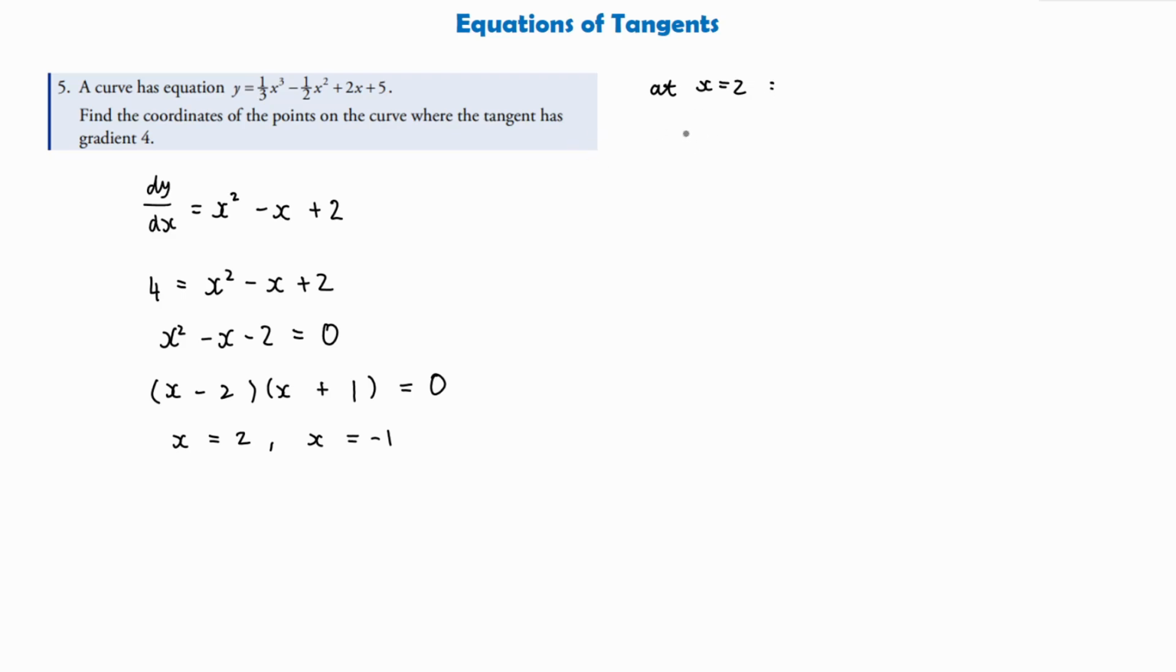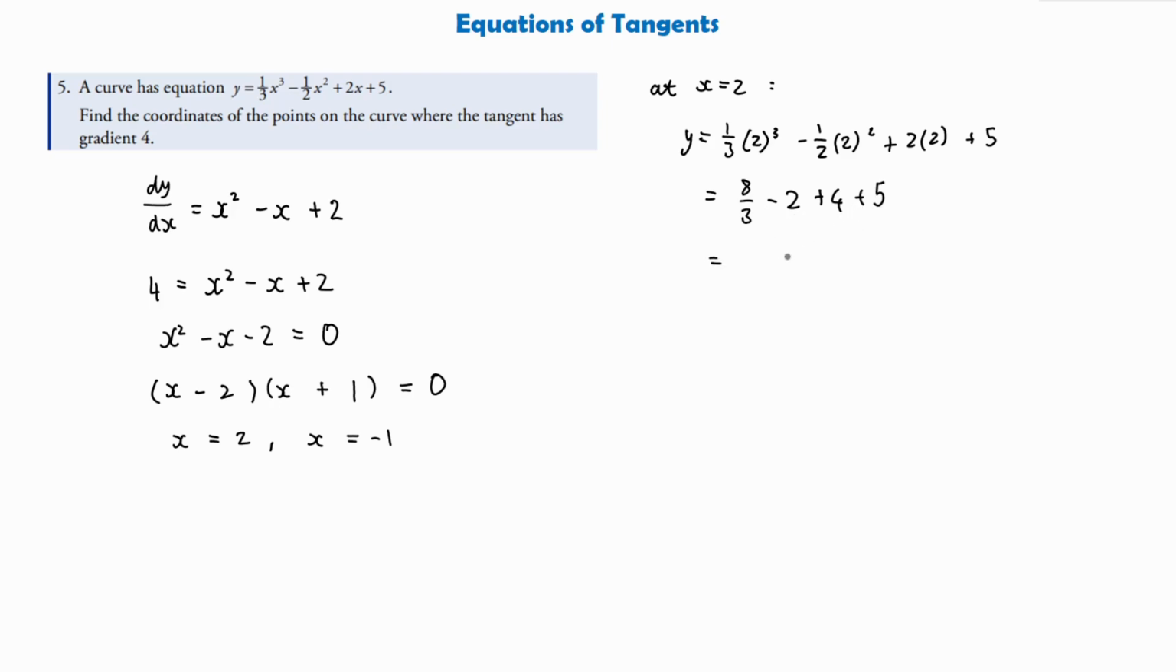So at x equals 2, y is going to equal a third 2 cubed minus a half 2 squared plus 2 times 2 plus 5. And this is going to be 2 cubed, which is 8. So we're going to get 8 over 3. 2 squared is 4, so we'll get minus 4 over 2, which is just minus 2. And then we're going to get 2 times 2, which is 4, plus 5.